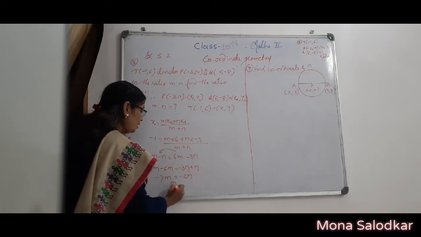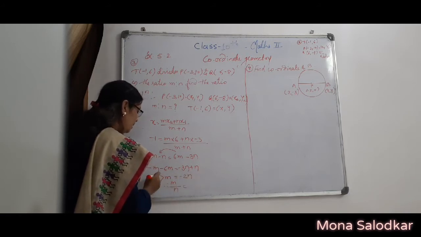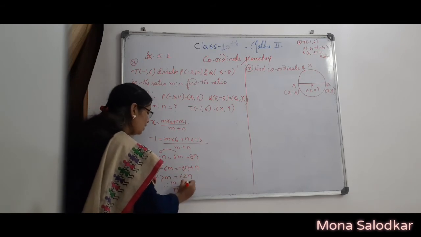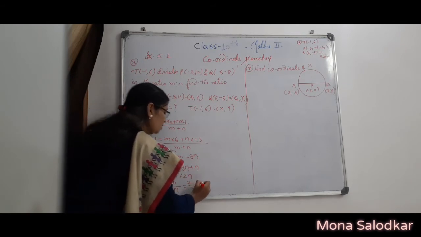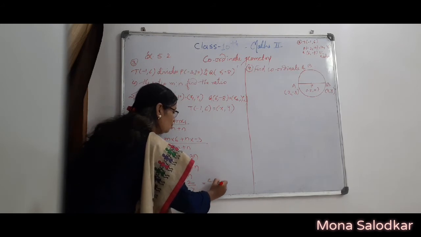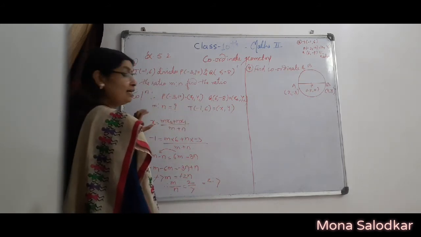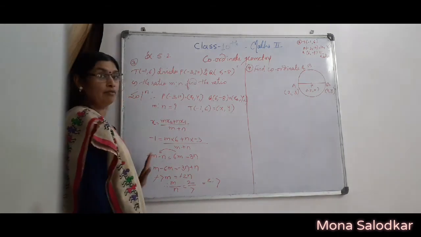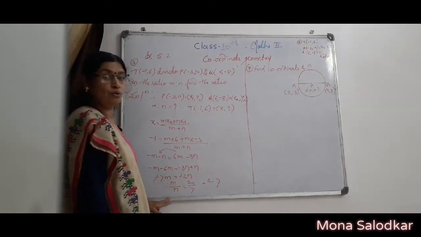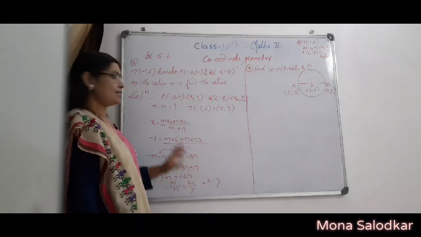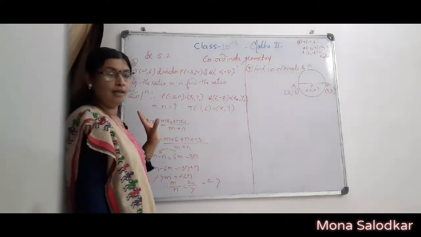And then you have to take the ratio m is to n. Minus will be cut. So what is your answer? 2 upon 7. So what is your ratio? 2 is to 7. Only one you have to take, x or y. Take x equal to or y equal to. You find the answer of m is to n by using x or by using y.